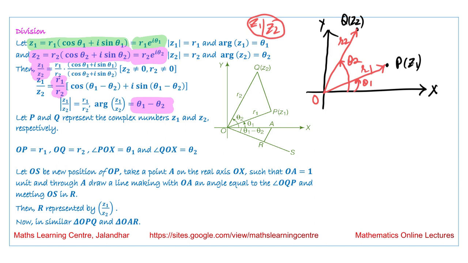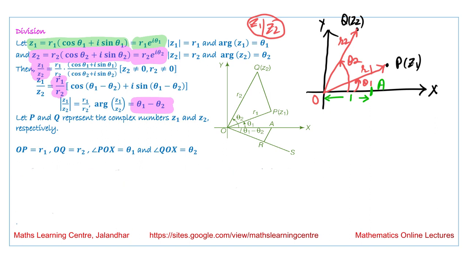Now to construct this point, we are again marking a point A on the x-axis. This length we are saying is 1 unit length. Now at the point A, we have to draw a line whose angle we are saying... We have joined the points P and Q, and both these angles should be equal. We have drawn a line at the point A which makes an angle with OA equal to the angle OPQ. So both these angles are equal.